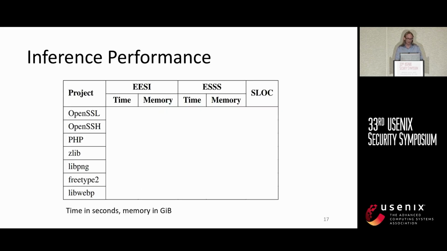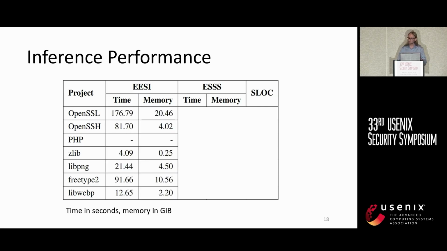We also took a look at how well we performed in terms of memory usage and time usage to infer these specifications when compared to the state-of-the-art, Easy. First of all, Easy is already very fast. It can analyze OpenSSL in about 3 minutes with only 20 gigs of memory. Notice there's a dash for PHP in the table, and that's simply because the program Easy went out of memory even on a 128 gig machine. So it does show some scalability limitations.